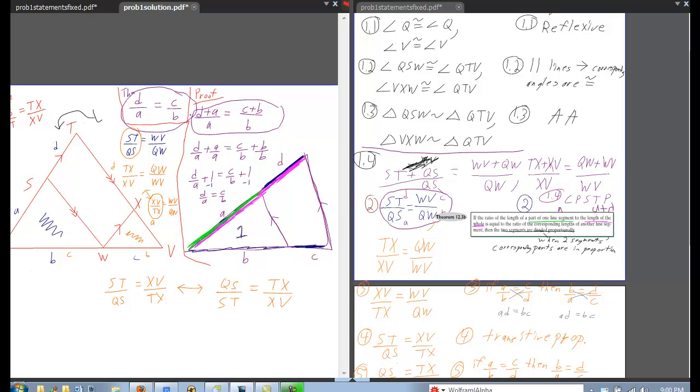So before you can say D over A is equal to C over B, the way that we worded our 12.3b theorem, you have to first write down the D plus A over A is equal to C plus B over B. But if you notice at 1.4, that's in the form of D plus A over A is equal to C plus B over B for the triangle that I put with the blue line right here. And now I'm writing over it with purple. And then again, you have to do it for the triangle that I put in orange over here, which I put on the right. That was the one that had TX and XV in it.